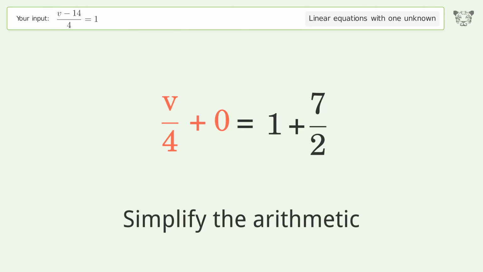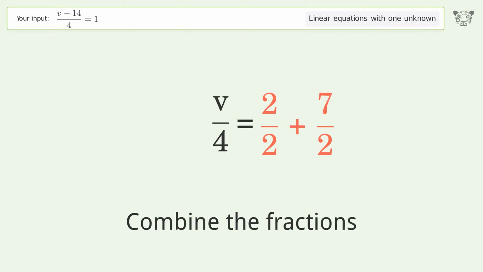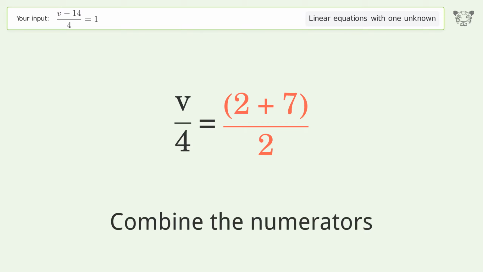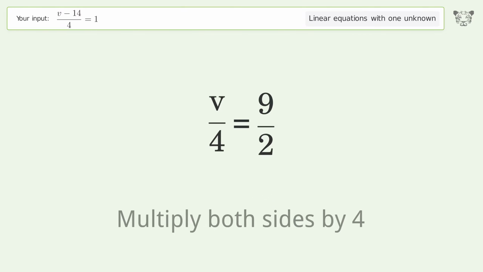Simplify the arithmetic. Convert the integer into a fraction. Combine the fractions. Combine the numerators. Isolate the v. Multiply both sides by 4.